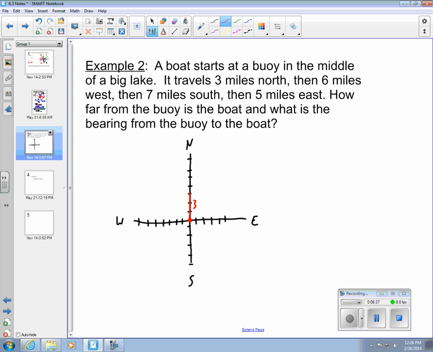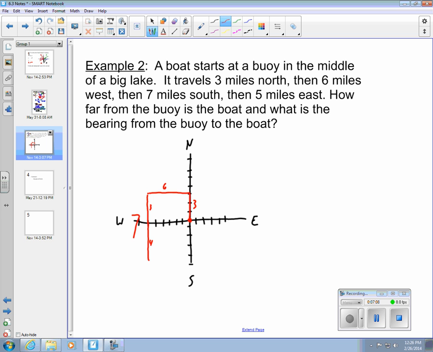And then 6 miles west. Well, west is to the left. So now I'm going to go 6 miles west. 1, 2, 3, 4, 5, 6. So that's 6, right? And then it says 7 miles south. So this portion in here is 3, and now I gotta go 4 more. So that's 1, 2, 3, 4. So it's a total of 7 because there's 3 here and there's 4 here.